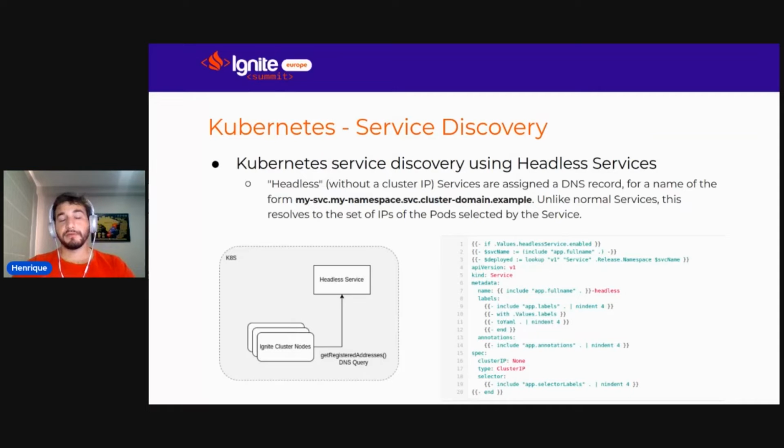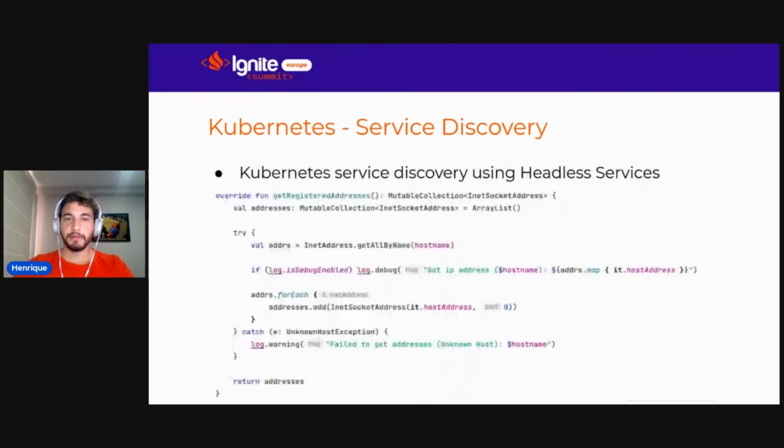Since we already had knowledge and support for headless services, we decided to go for that type of service discovery using Apache Ignite. This is just an example of how one would do service discovery using headless services. The code is in Kotlin, but it is also supported for Java. It's pretty straightforward, like you can see. It's nothing really difficult to do service discovery using headless services on Kubernetes.